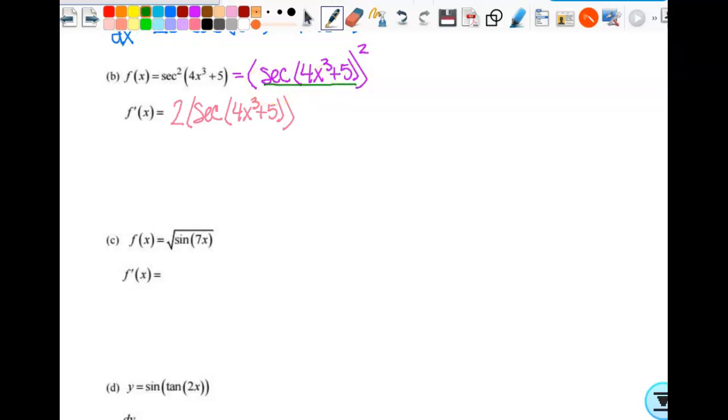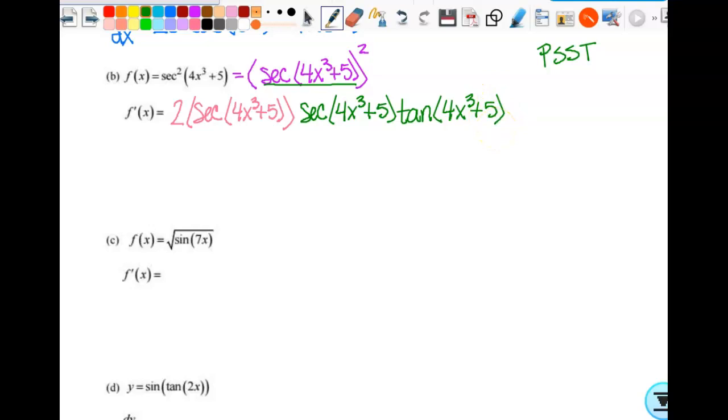What is the derivative of secant? Remember, psst. Yeah. Psst, right? So tangent is secant squared, secant is secant tangent. Tangent secant's the same thing, but you'll see it as secant tangent when you see the rule. So here's the deal. When we do this, remember, this argument stays the same. The derivative of secant is secant of whatever that is, 4x cubed plus 5 times tangent of whatever that is, 4x cubed plus 5. Okay?